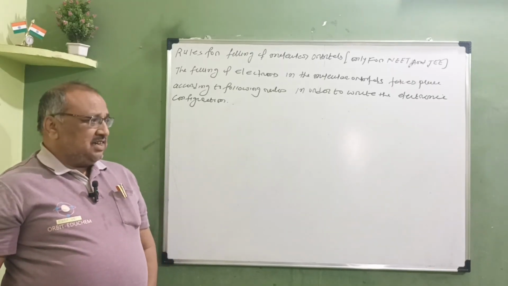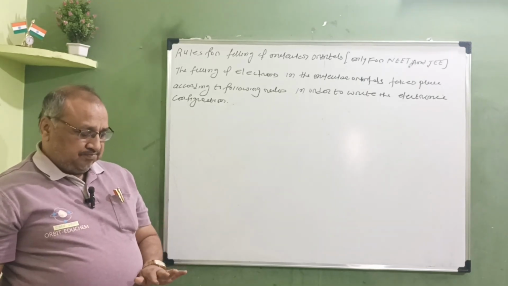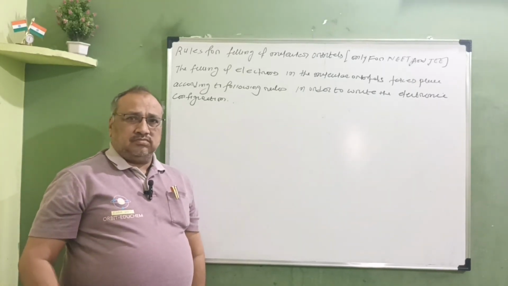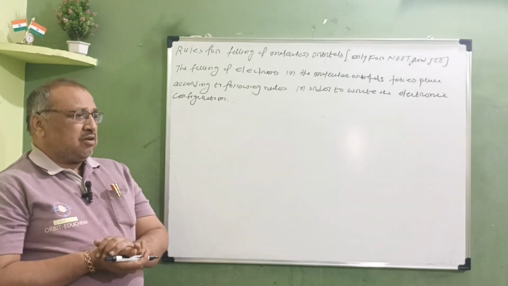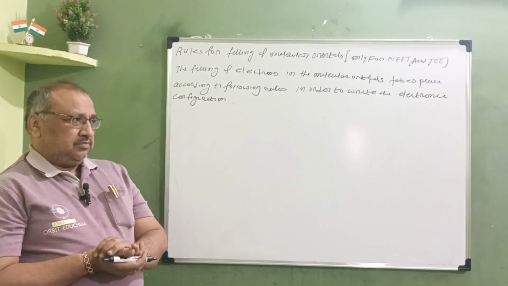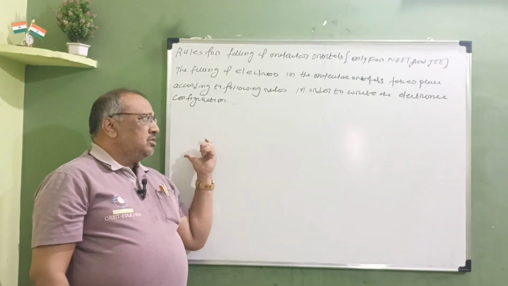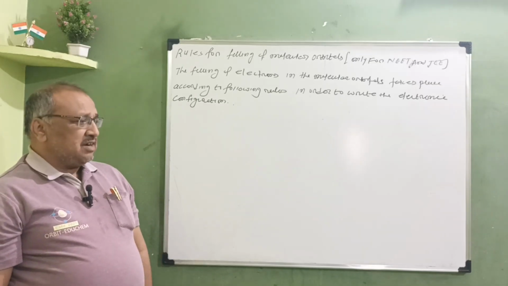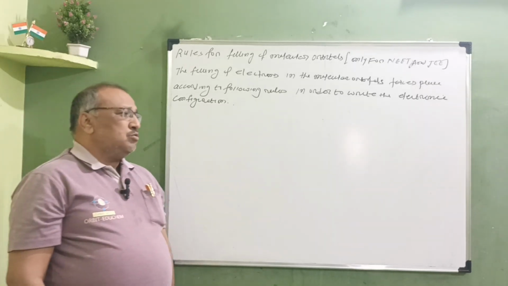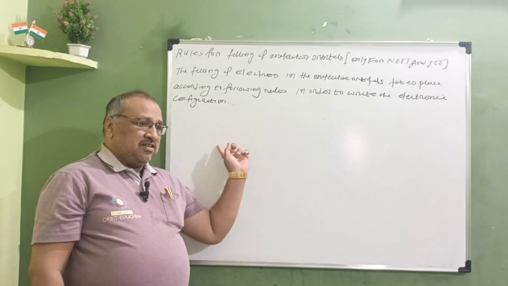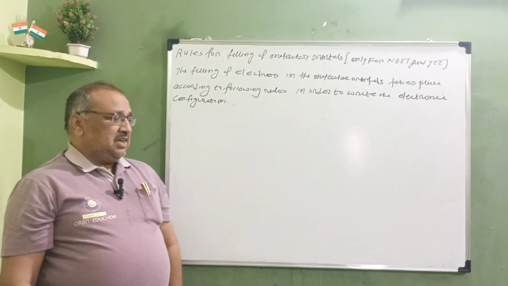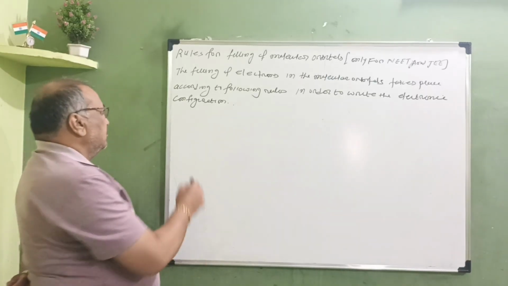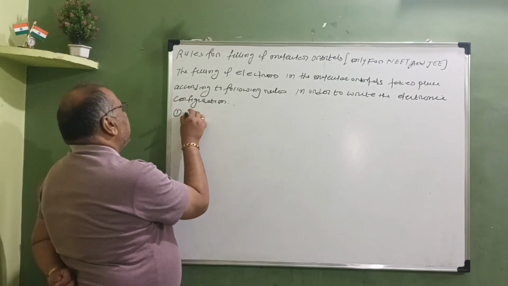now while writing the electronic configuration of any atom, the filling of electrons in the atomic orbital takes place according to the Aufbau Principle, Pauli's Exclusion Principle and Hund's rule. Now the same rules are applied while filling the electrons in the molecular orbital. Now first, write down Aufbau Principle.